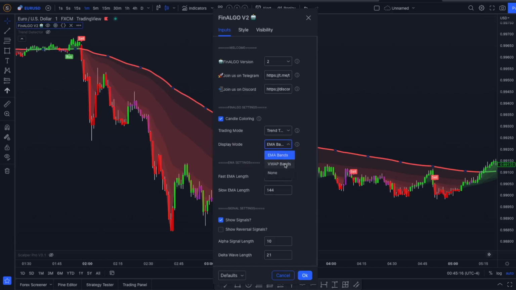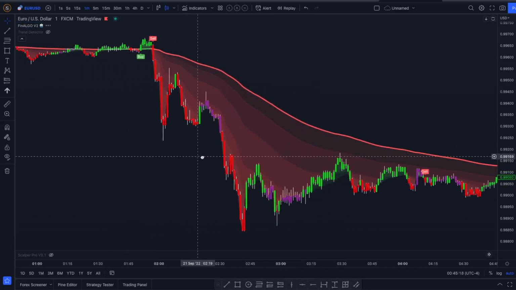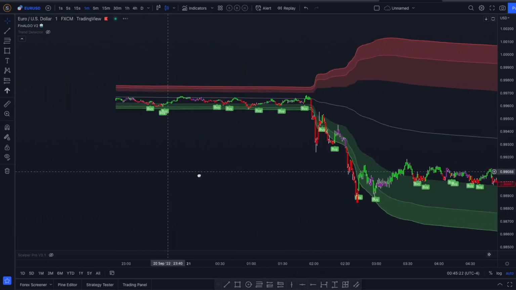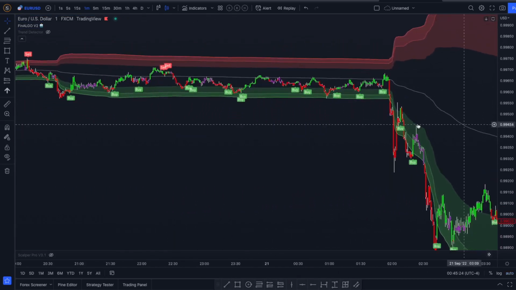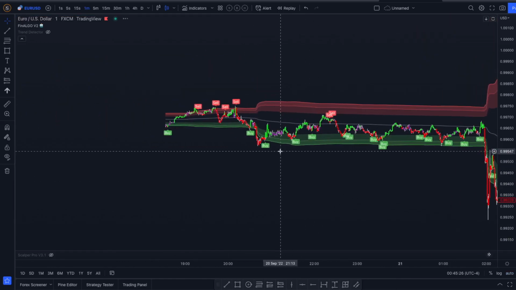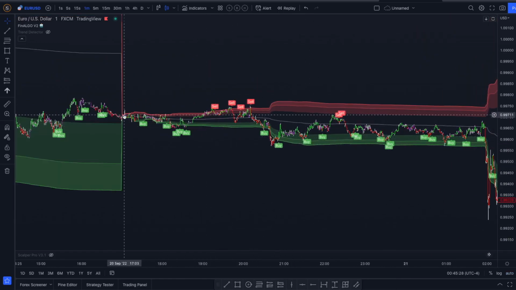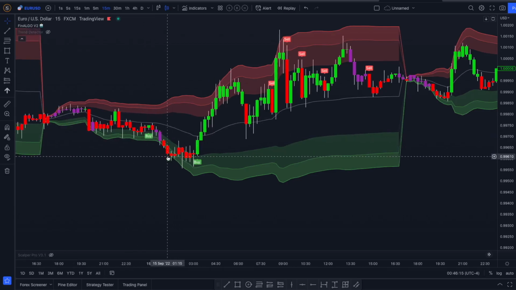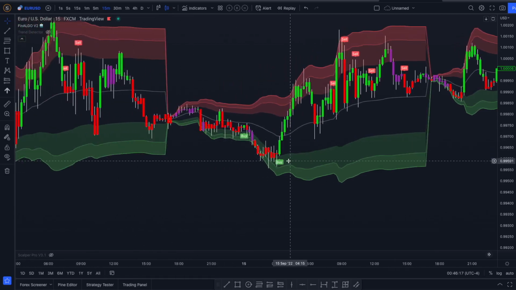You can also choose the VWAP bands display mode, which is going to be slightly different but still very similar. Basically, the VWAP is the volume weighted average price that's resetting at the beginning of every new day. We see we had our tight range during Asia, London got a little fake out to the downside below yesterday's low, and we got our buy signal here on FinALGO.